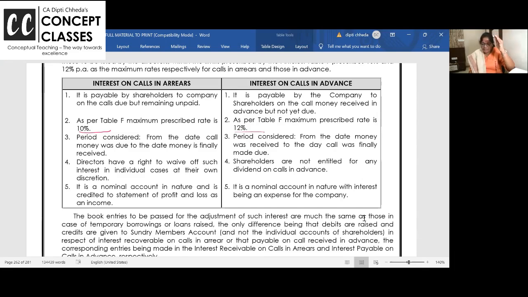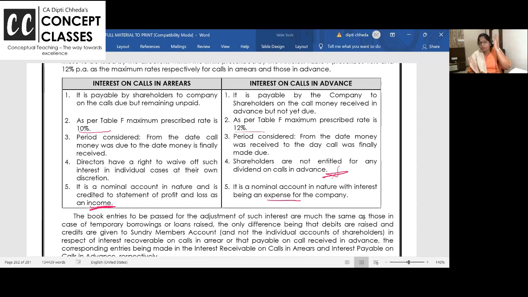Interest on call in arrears is income for the company. Underline the clue word. And call in advance, what we are paying is expense. The period is from the date the call is due to the date it is received. That is the same for both. Directors have a right to waive off such interest. And on call in advance, shareholders are not entitled to any dividend. Super.